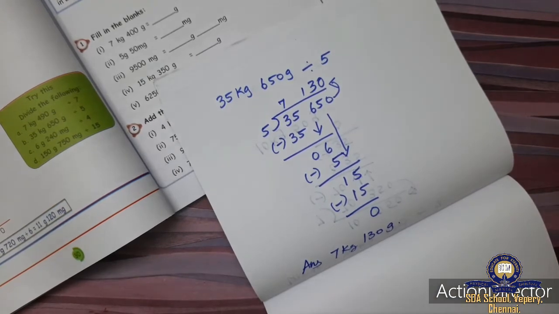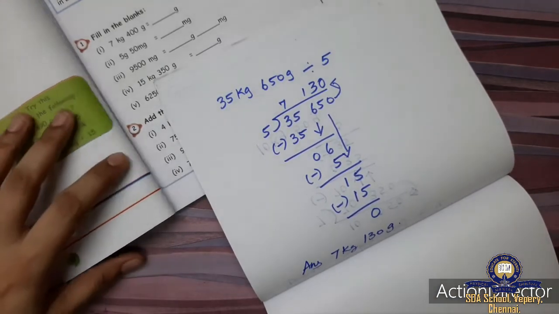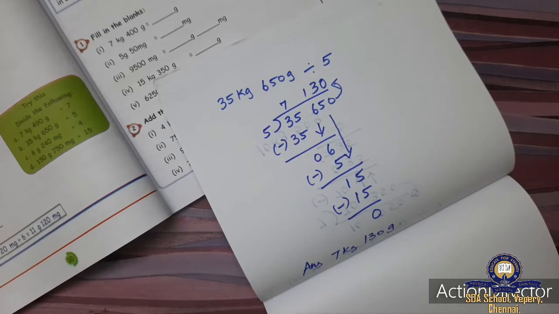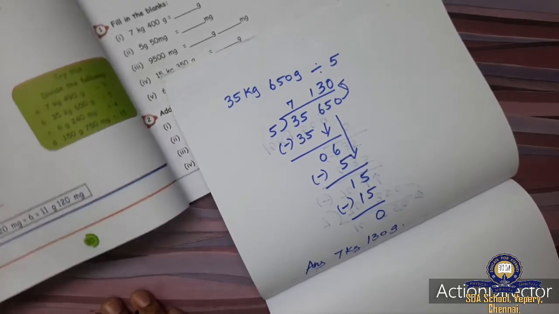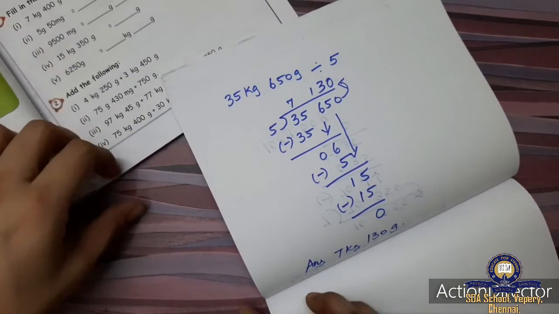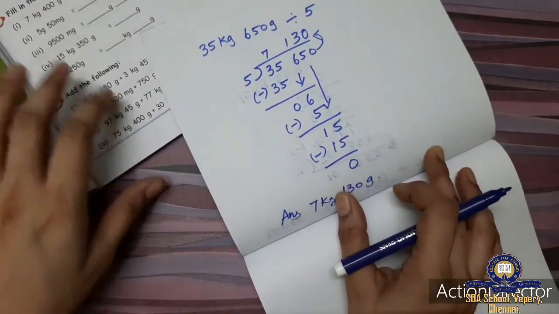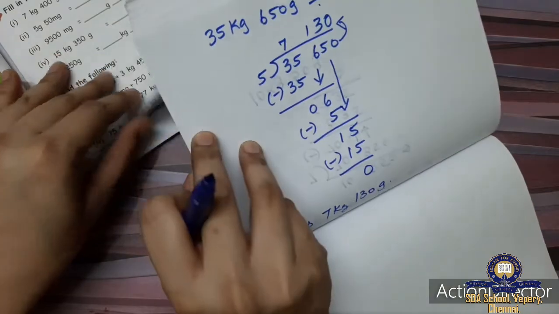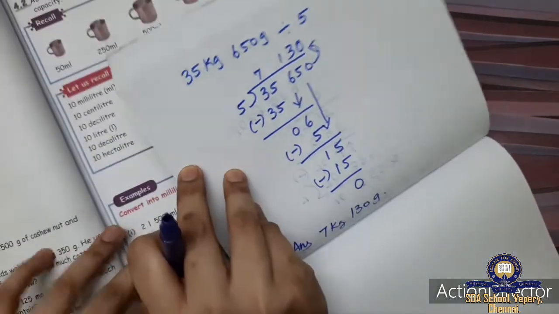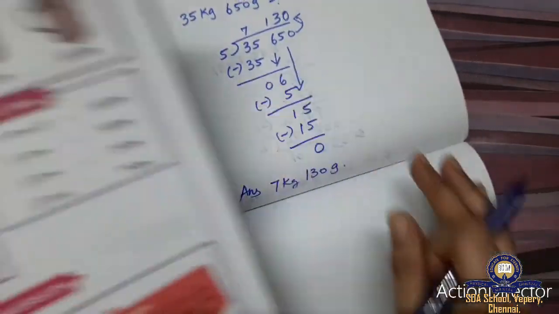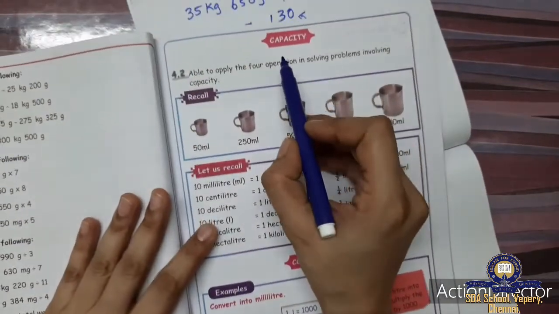This is how you will do the division. Okay, I think now you all understand multiplication and division. So try to do the division and multiplication with the tables on the side. Okay children? Yes. Okay, now we shall move on to the next topic, that is capacity. What is that? Capacity.